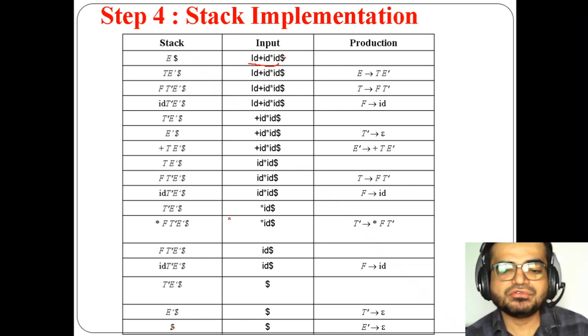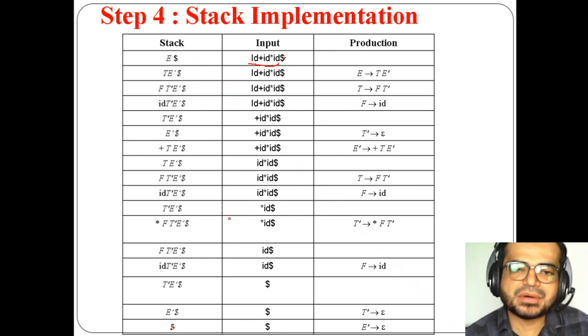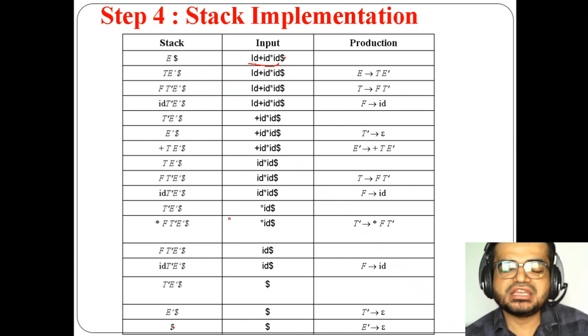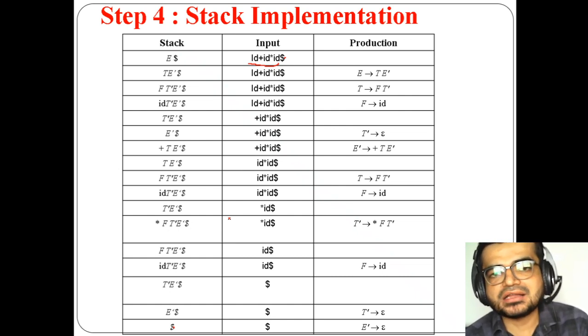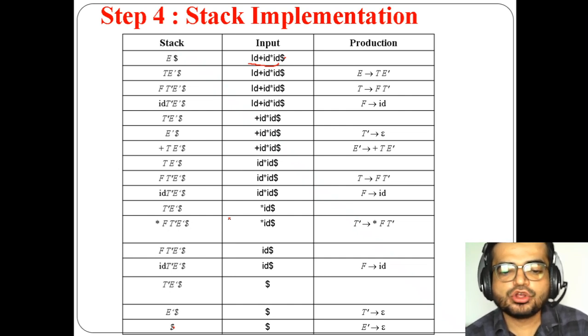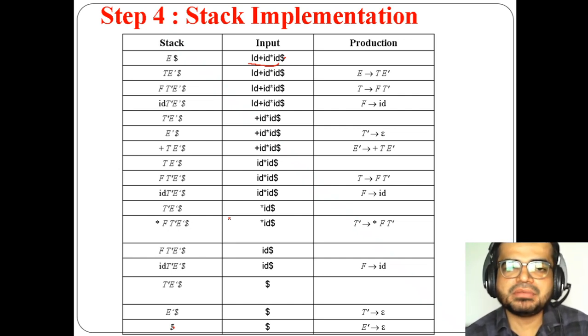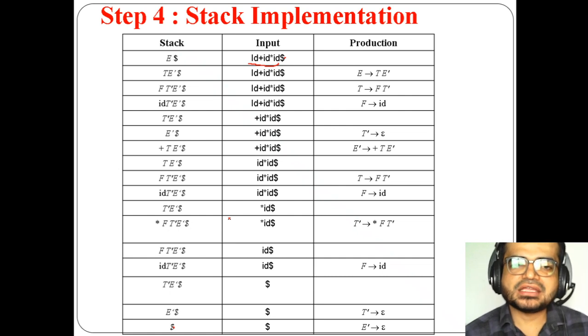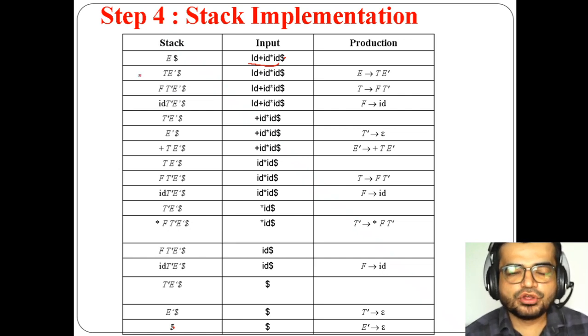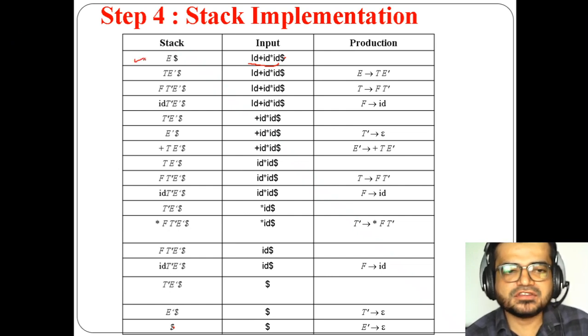Because you have to generate a parse tree, and for generating a parse tree we require a string, an expression. So here we have taken an expression, ID plus ID into ID. I need to check whether, with the help of this expression, I can draw a parse tree for the given grammar or not. For that, we have to use stack implementation. So here we have taken this table, and this is my first step.